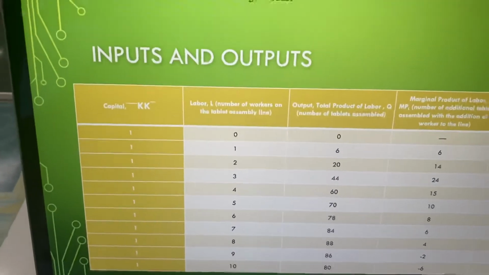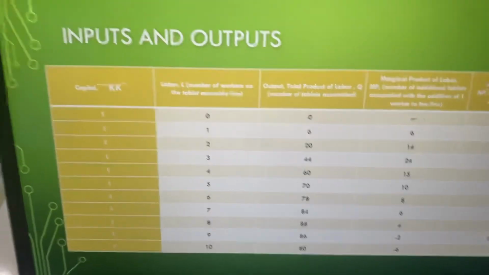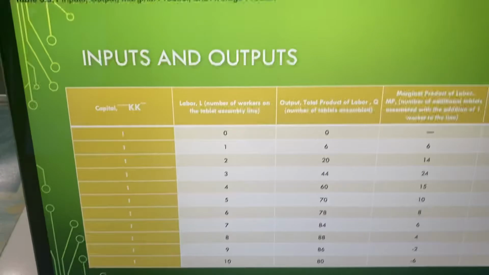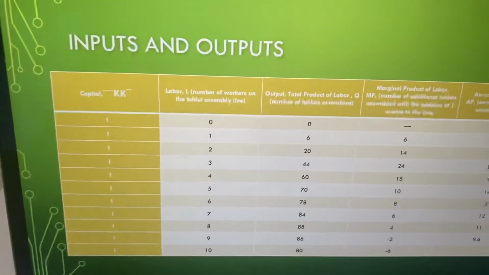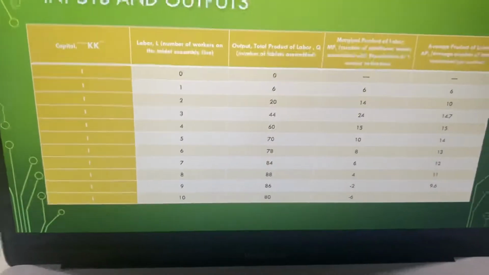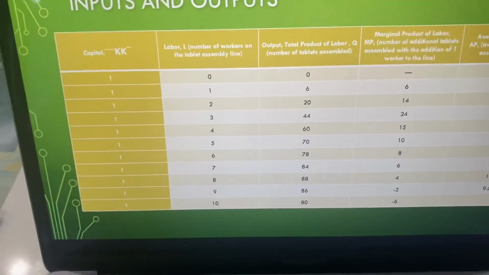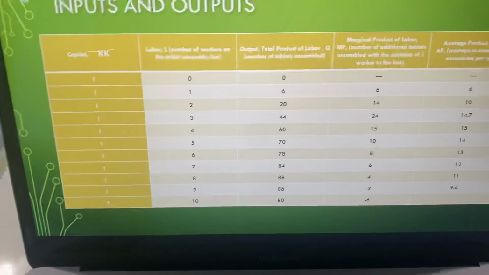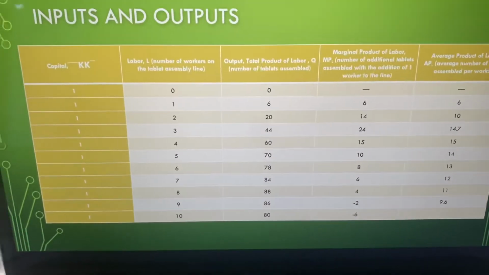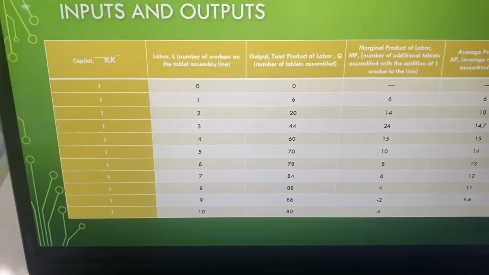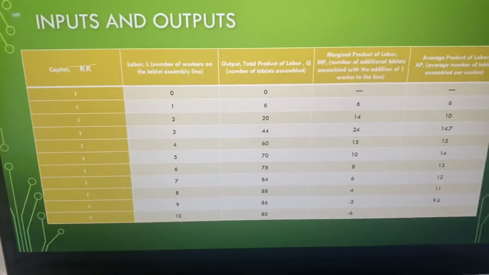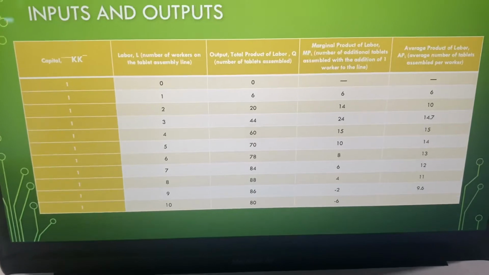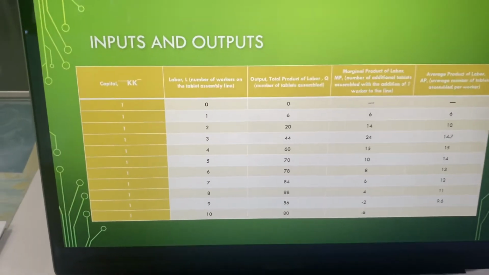Because of this, it's also important to consider the average product of labor. The average product of labor is how much output per worker is being produced at each level of employment. Given this, if one hires more workers, eventually the output increase will shrink. So one needs to calculate what would be your maximum efficiency for your business.